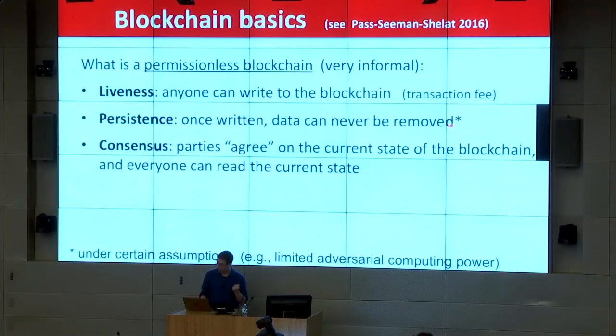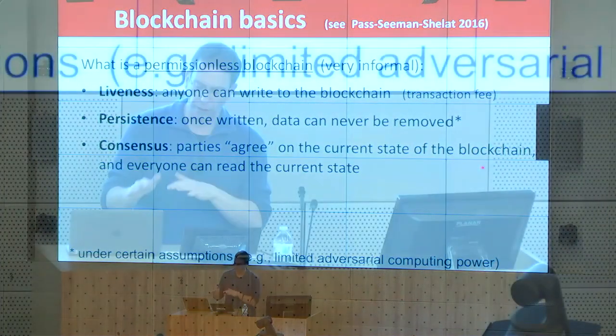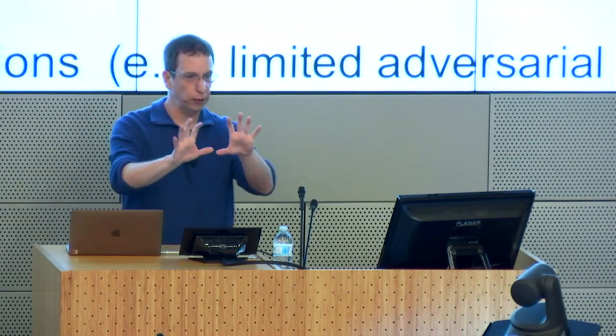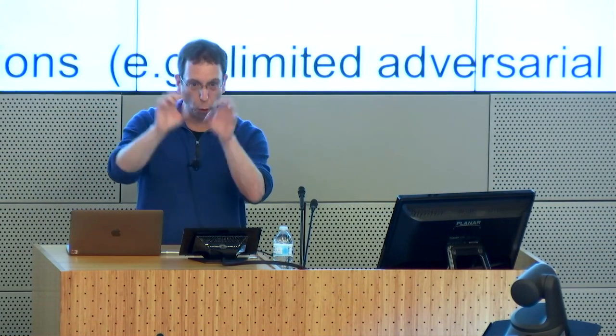There's a persistence property, which says that once data is written to the blockchain, it can never be removed from the blockchain. Now, I have to caveat that with a star, in that this cannot be achieved unconditionally. It can only be achieved under certain assumptions. The assumption that most blockchains make is that the adversary has limited computing power. In particular, you must have heard the adversary cannot take more than 51% of the computing power on the chain, or more accurately, cannot take more than a third of the computing power in the blockchain. So that's the persistence property. So far, so good. Anyone can write. Once something is written, it always stays on the blockchain.